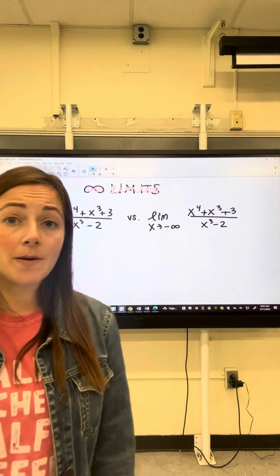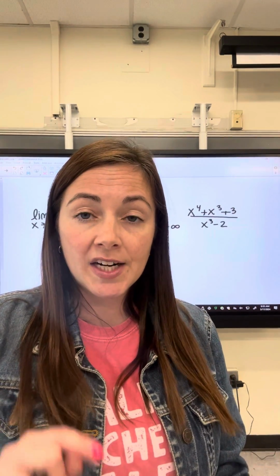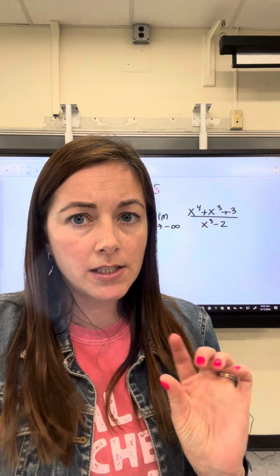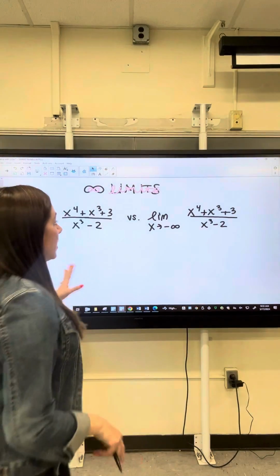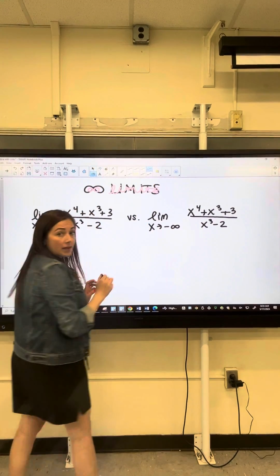So today we're going to talk about infinity limits and what happens if we approach positive or negative infinity, because there's a tiny bit more analysis that's involved. So first thing you want to do is, if you see your limits approaching positive or negative infinity, you want to start by circling the highest power.